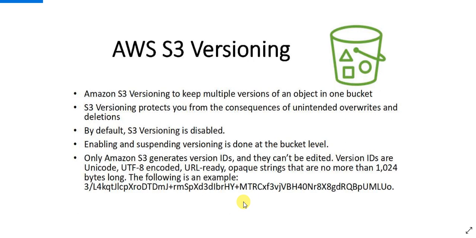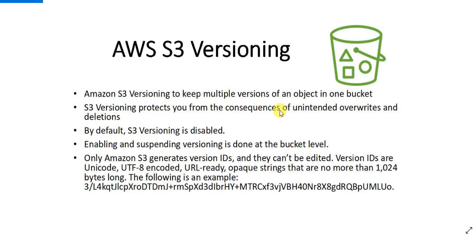Hello everyone. In this video, I'm going to talk about AWS S3 versioning. So AWS S3 versioning is basically used to keep multiple versions of an object in one bucket. Like if you upload a file, make some changes, and upload the same file again, AWS maintains different versions of the same file.